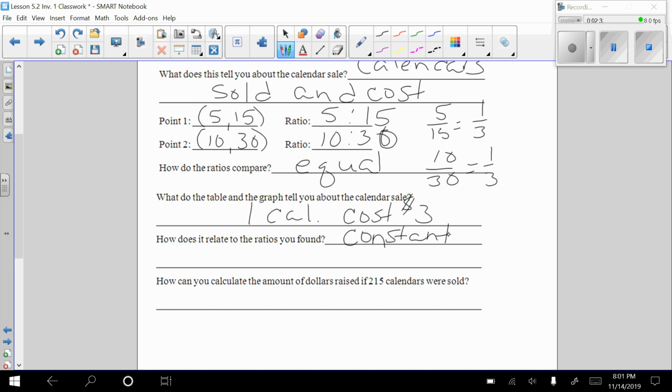How do you calculate how many dollars were raised if 215 calendars were sold? Well, we just said for $3, I can buy 1 calendar. So I would set up my proportion. How much would it cost me for 215 calendars then? Again, cross multiply and divide. And you're going to find out that 215 calendars actually cost $645. Remember, cross multiply, divide by the lonely guy.